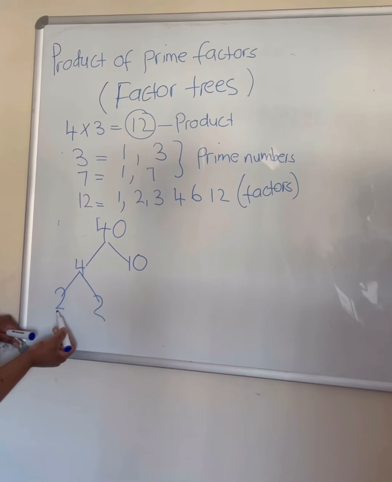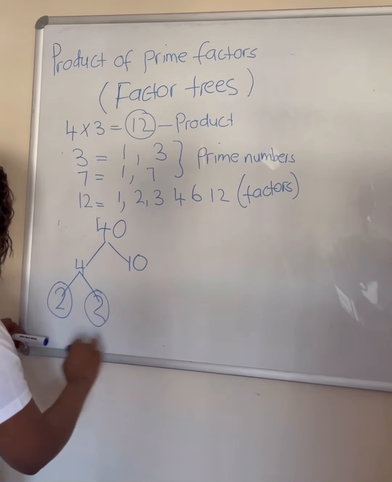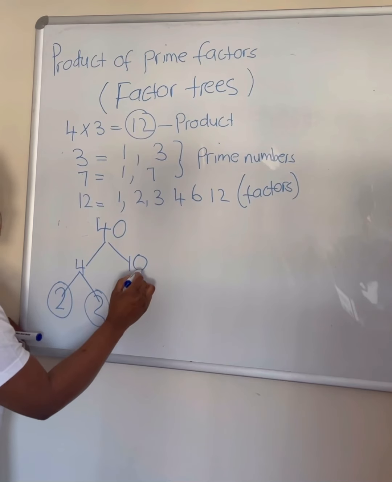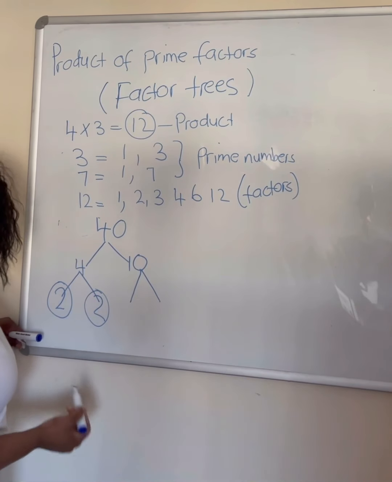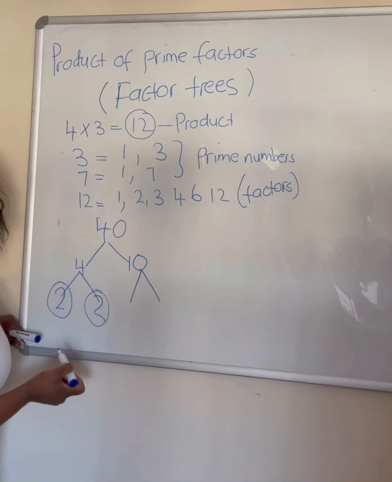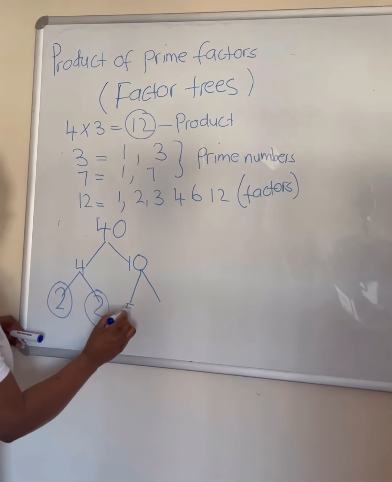Is 2 a prime number? Yes, only 1 and 2 can go into 2. So 2 is a prime number. So these are prime numbers. Then you can circle them so that when you write your answer, you won't miss them. Then 10 is not a prime number because 5, 2, and 10 can go into 10. Now I need to make my 2 branches. Which 2 numbers, when I multiply, I get 10, which is 5 and 2.